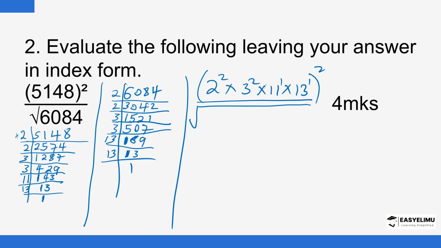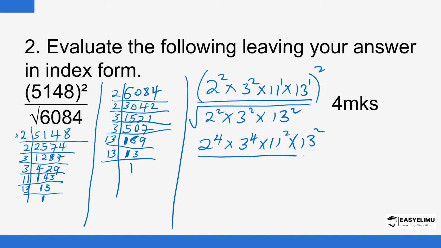Where there is a square, we are going to multiply the powers by 2, but where there is a square root, we're going to divide the powers by 2. So this is again 2 power 2 here, down here 3 power 2, and then 13 power 2. Where we square the number, we multiply the powers by 2. So we're going to get 2 power 4, 3 power 4, 11 power 2, and then 13 power 2. Down here, we're going to divide the powers by 2 so that we get 2 power 1, 3 power 1, and 13 power 1.